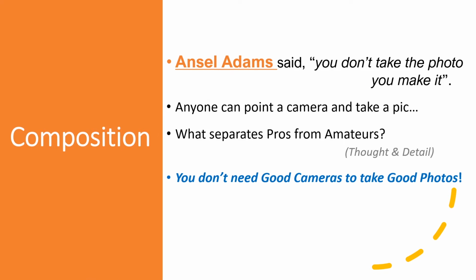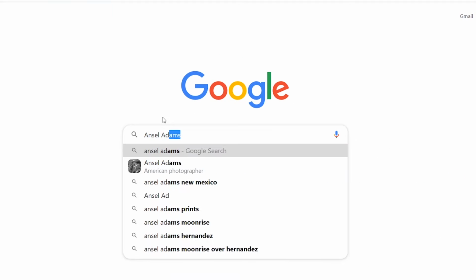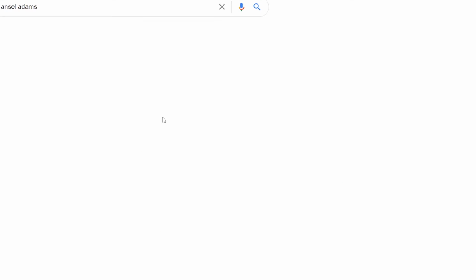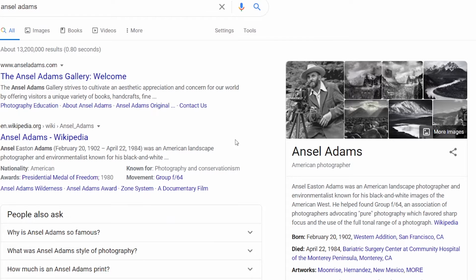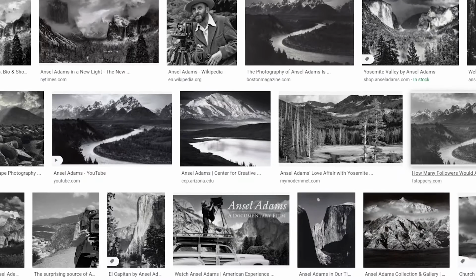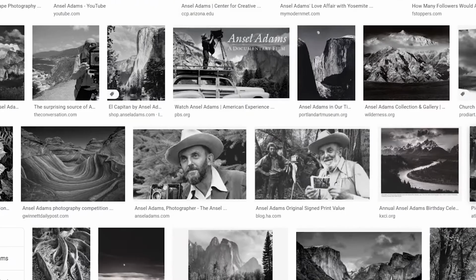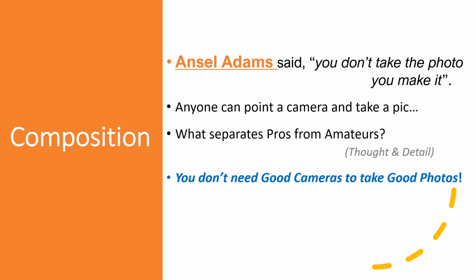Alright, so here's a famous quote by a famous photographer, Ansel Adams. We'll talk about him. I'm probably going to do a research project on him. He's a landscape photographer, and he spent a lot of his time in national forests and things like that. Now, he said that you don't take the photo, you make it. So what does he mean by that?